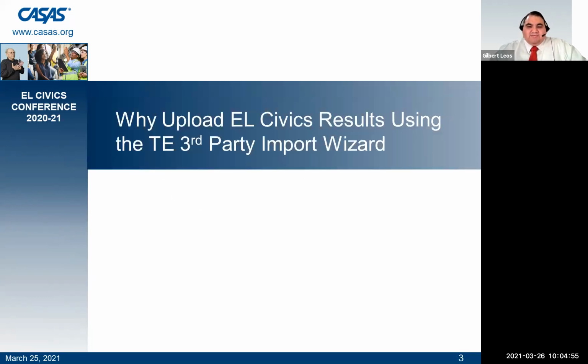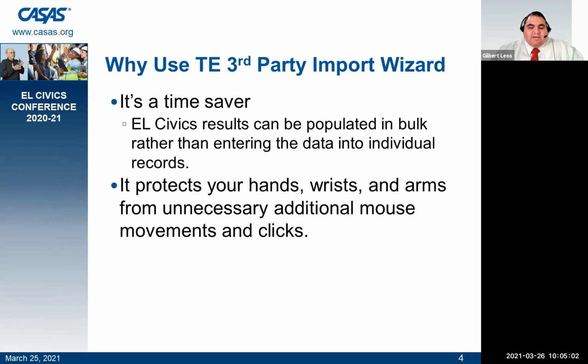So why upload EL Civics results using the TE's third-party import wizard? Well, it's a time saver. EL Civics results can be populated in bulk rather than entering the data into individual records, which tends to be time-consuming if you have 100, 1,000, or even 2,000 records to deal with. It also protects your hands, wrists, and arms from unnecessary additional mouse movement and clicks. So for those of you trying to avoid carpal tunnel, this is one way of doing it.